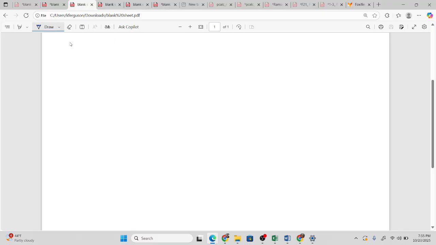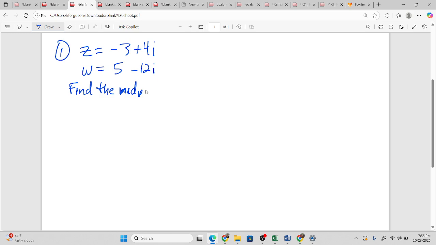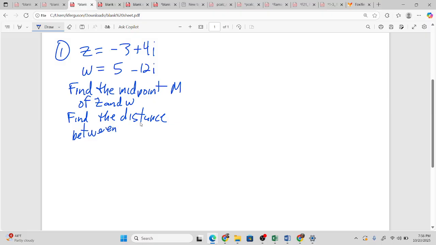All right, so let's start with number one. If we have z equals negative 3 plus 4i and w equals 5 minus 12i, we need to find the midpoint, m of z and w, and then find the distance between z and w. All right, so midpoint.